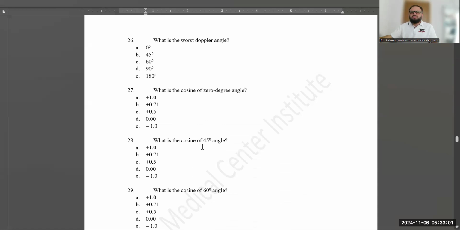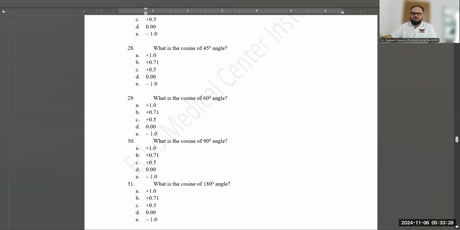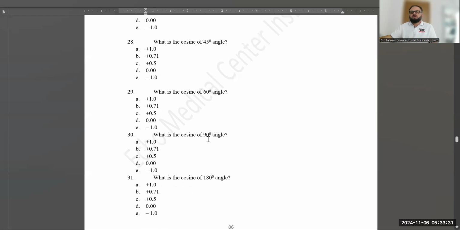Okay. What is the cosine of a 45 degree angle? Correct. B is the correct answer, positive 0.71. That is absolutely correct. Now, the next question is, what is the cosine of a 60 degree angle? Yes, that is correct. C is the correct answer, positive 0.5, which means 50%. Absolutely correct. Let's see this question. What is the cosine of 90 degrees? As I mentioned earlier, yes, D is the correct answer, 0.00.